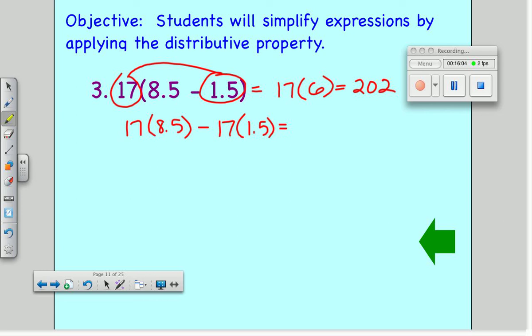All right, let's do 17 times 8 and 5/10 first. I'm going to work this down here because I need to do long multiplication. Okay? So 7 times 5 is 35. 1 times 5 is 5, plus 3 is 8. 0, cross out. 8 times 7 is 56. 1 times 8 is 8, plus 5 is 13. Add together.